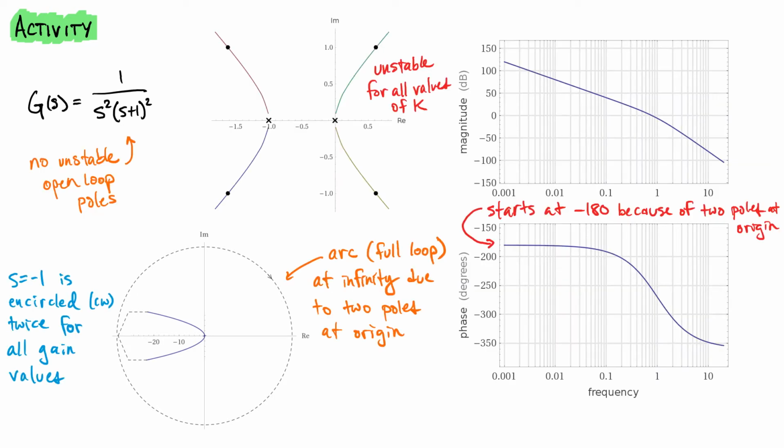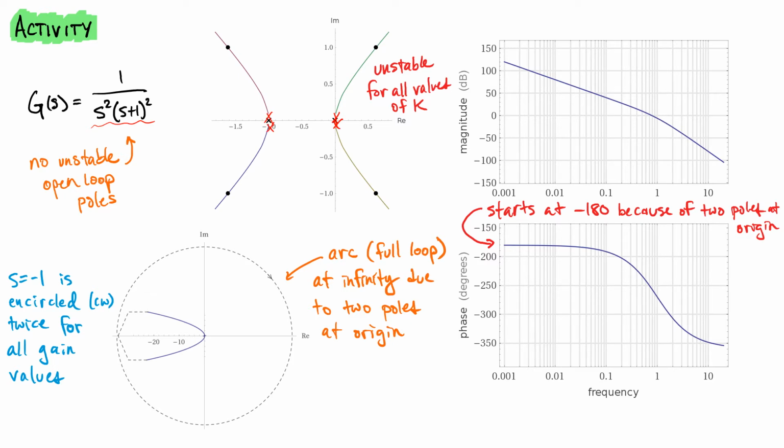Okay, so I've conveniently written down both the system here and also plotted the root locus. This root locus is automatically telling us that this system is going to be unstable for all values of k. But let's go through it as if we didn't know the root locus, which is the idea. In this case, we have no unstable open loop poles. We have 2 poles at 0, and we have 2 poles at -1.